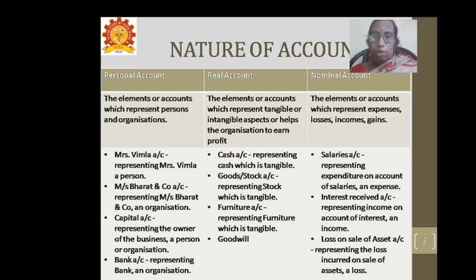And then we have the next account, which is the real account. The real accounts are both tangible and intangible. Tangible is what can be seen by our eyes, and intangible is what cannot be seen but is felt by the organization. The tangible are the fixed assets, furniture account or buildings account; the intangible are the goodwill or the reputation of the business, which cannot be seen through our eyes.